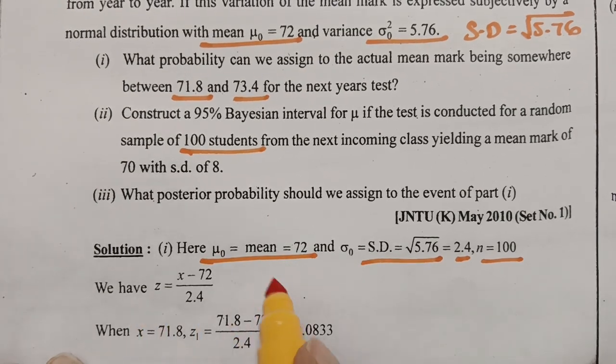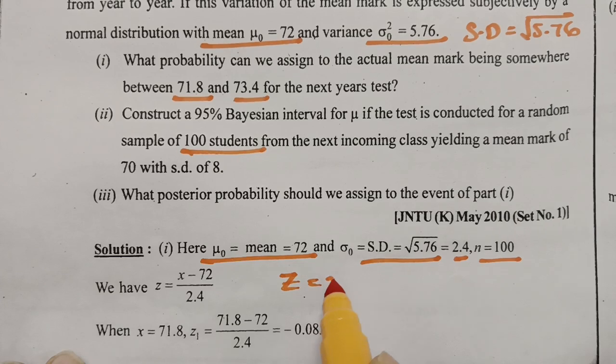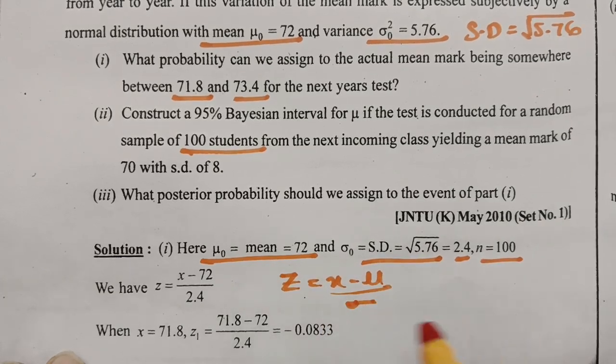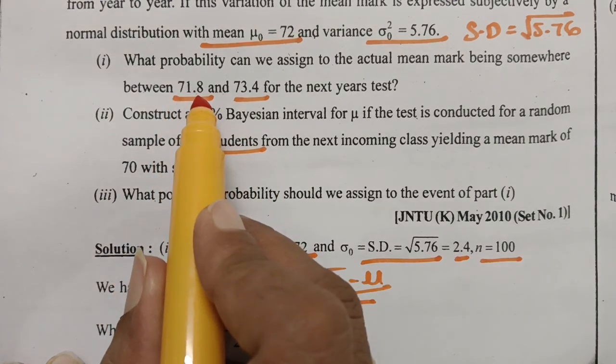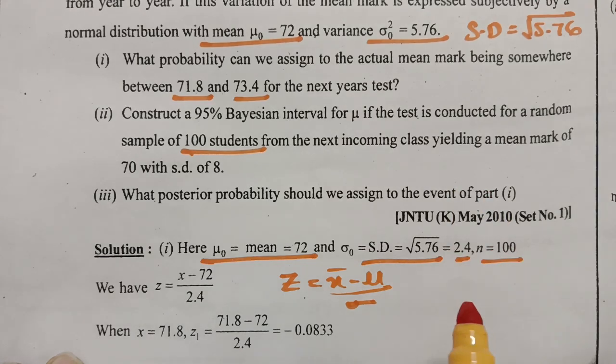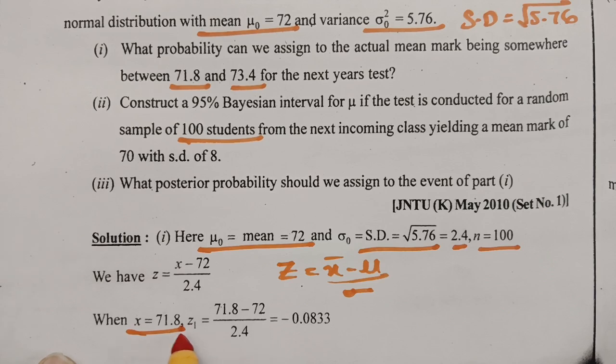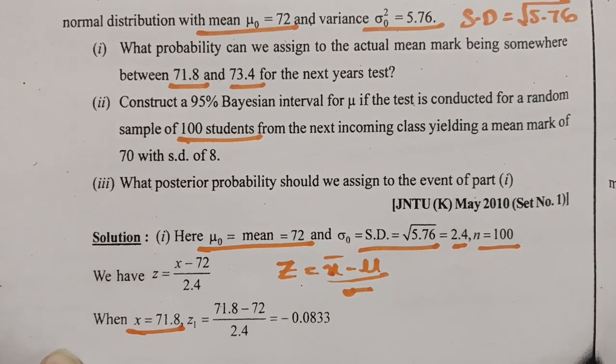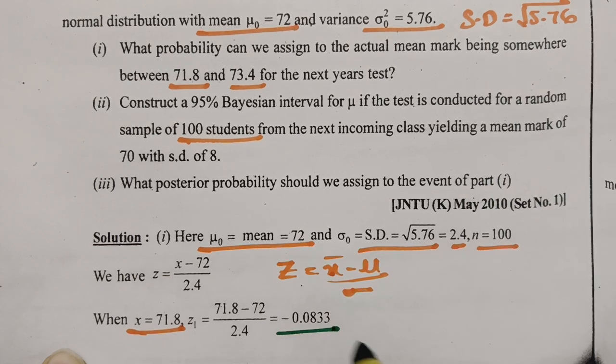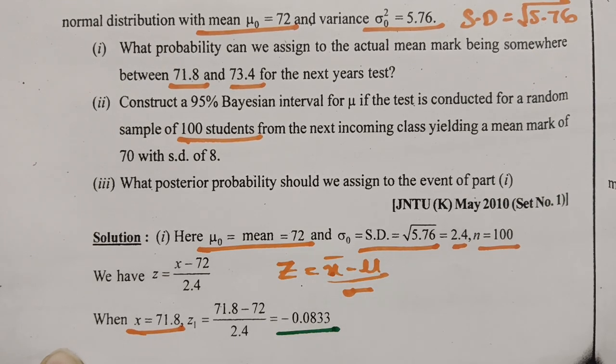As you know, z is equal to x bar minus mu by sigma. Clear? So what is x bar here? One time we have to take 71.8 and the next time we have to take 73.4. If I take x is equal to 71.8, then z1 is equal to 71.8 minus mu, which is 72, divided by sigma, which is 2.4. The value here is clearly minus 0.0833.